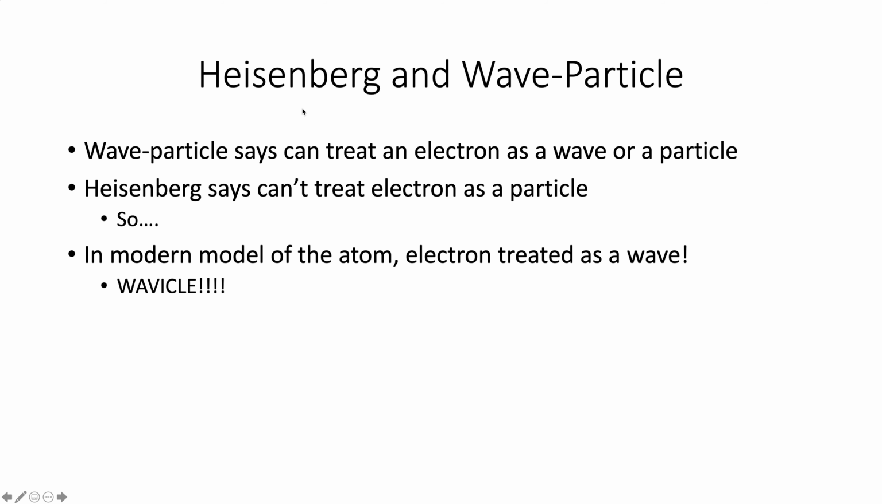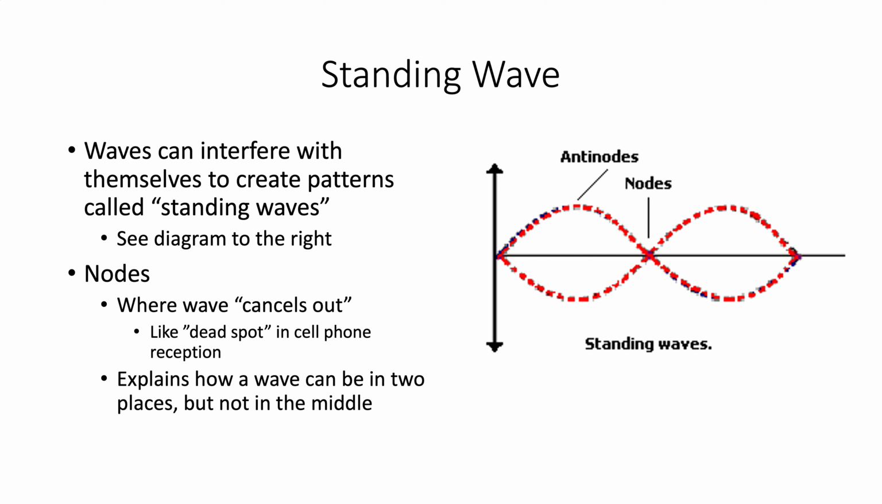So the bottom line, you take Heisenberg's uncertainty and the wave-particle duality. This says we can treat it as a wave. This says we have to treat it as a wave. So in the modern model of the atom, an electron is treated as a wave. Now, specifically, it's treated as a standing wave.